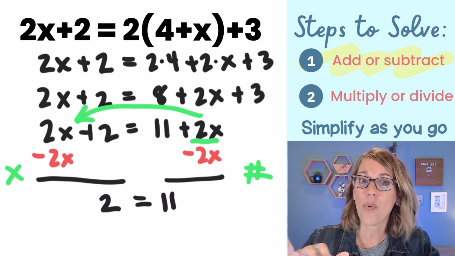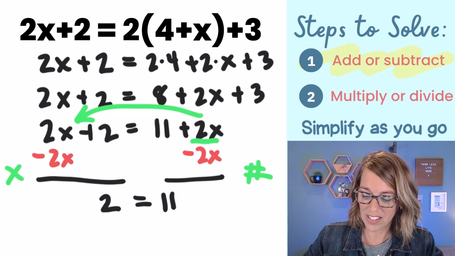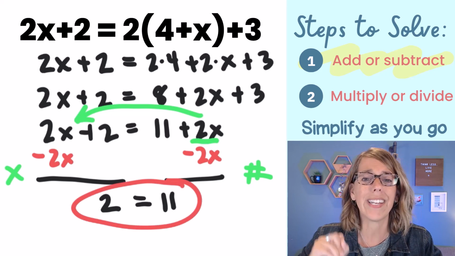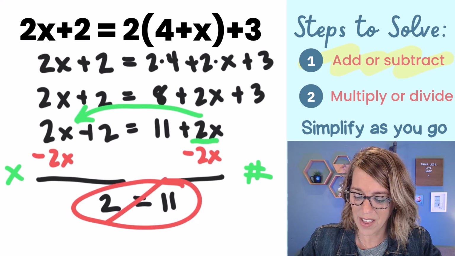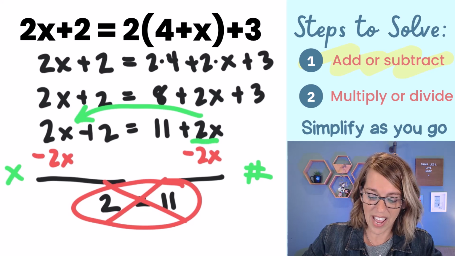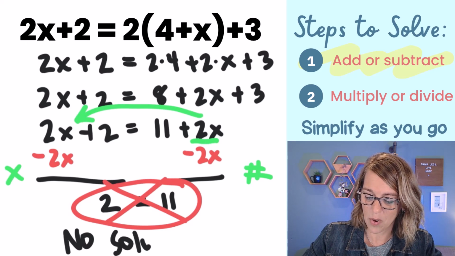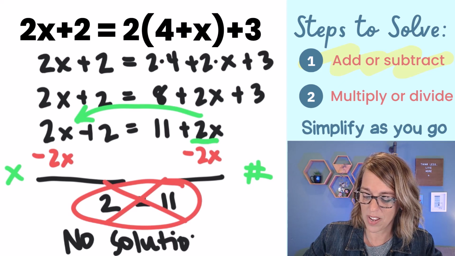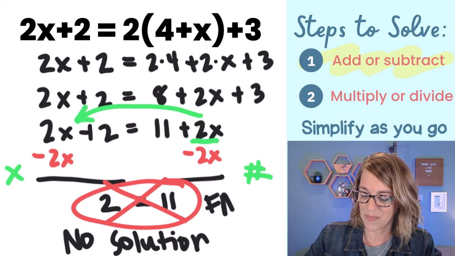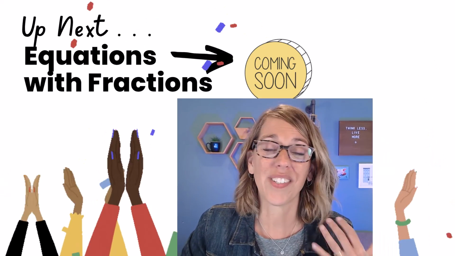Now remember, the whole point of finding solutions is to make our equation true. But take a look at this equation. It will never be true. 2 is never equal to 11, so we say that this one has no solution. So if your variables go away and you end up with a false statement, there is no solution.